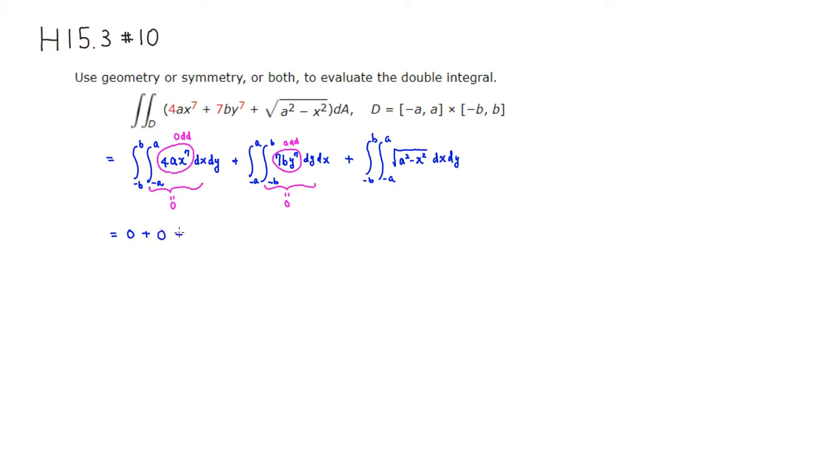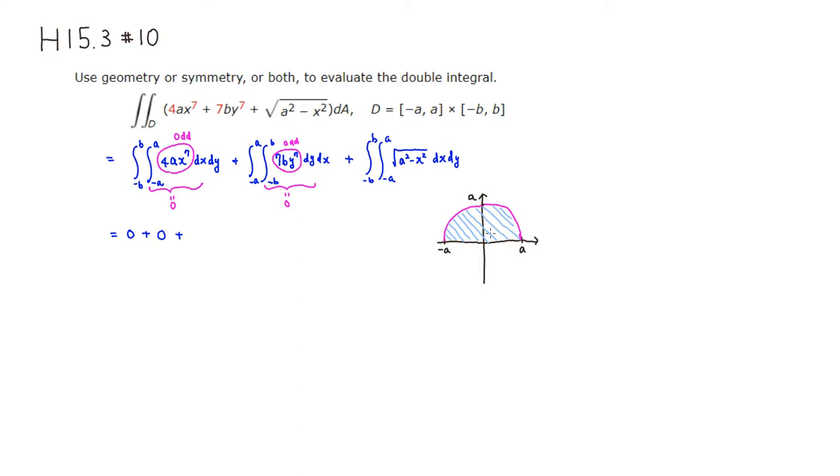Then for the last one, we're going to use geometry. The square root of a squared minus x squared is a top semicircle. So you have a semicircle with radius a, going from negative a to positive a, and it looks something like this, and of course this is a there. We're integrating this function from negative a to positive a, so we are looking at this region. The inside integral represents the area of this shaded semicircular region.